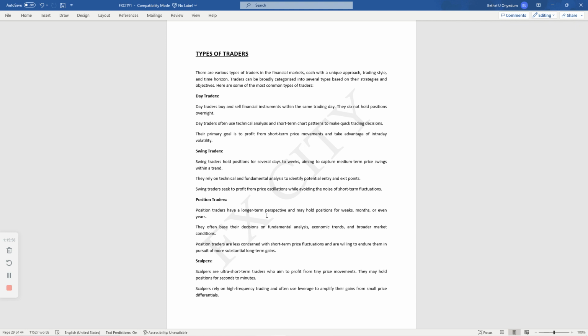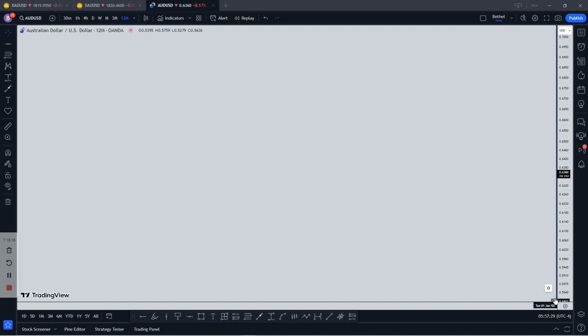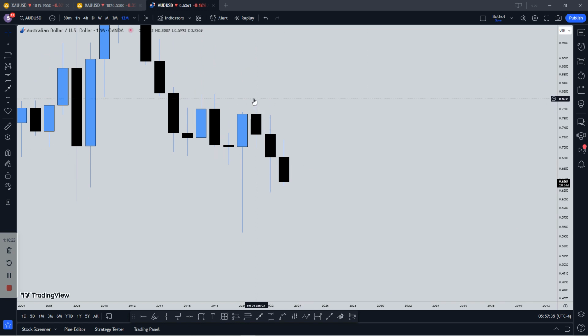Then you have position traders. These are mainly big banks and institutional investors. From what I explained there, you can go back on TradingView. On the 12 monthly chart of this Aussie dollar, you can see, maybe a swing trader can bet on this. You have a huge down bar on Aussie dollar, and these swing traders are the ones looking for long term economic events.